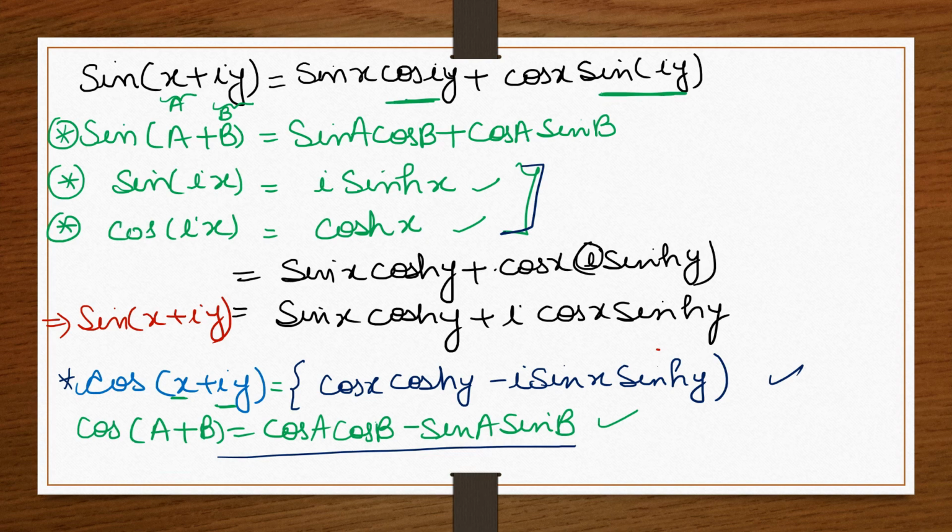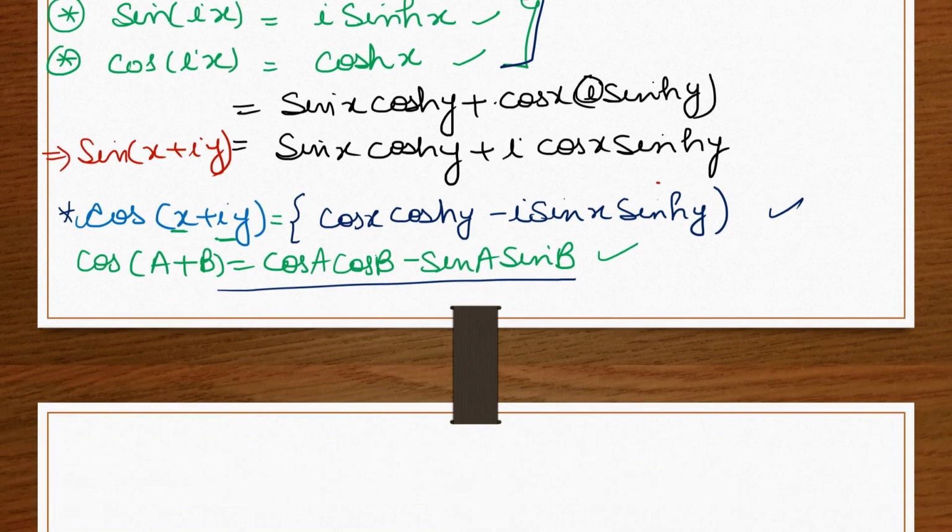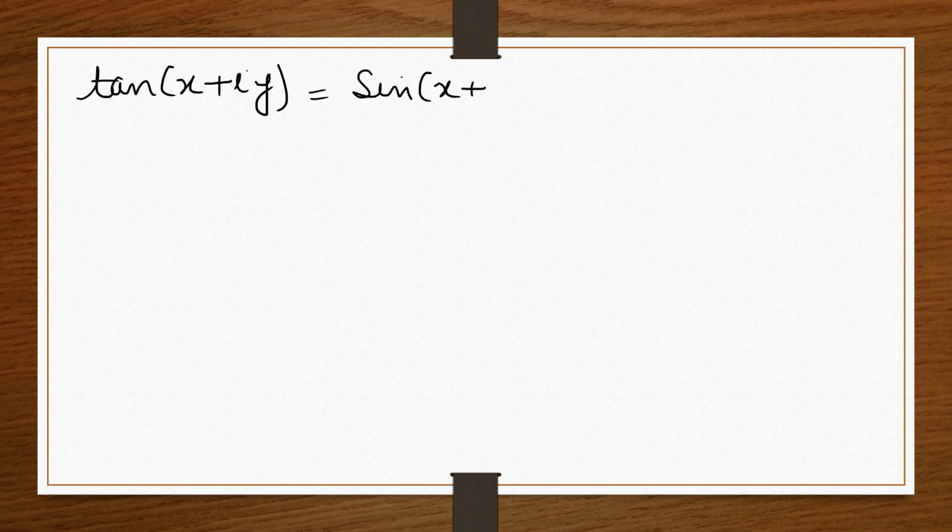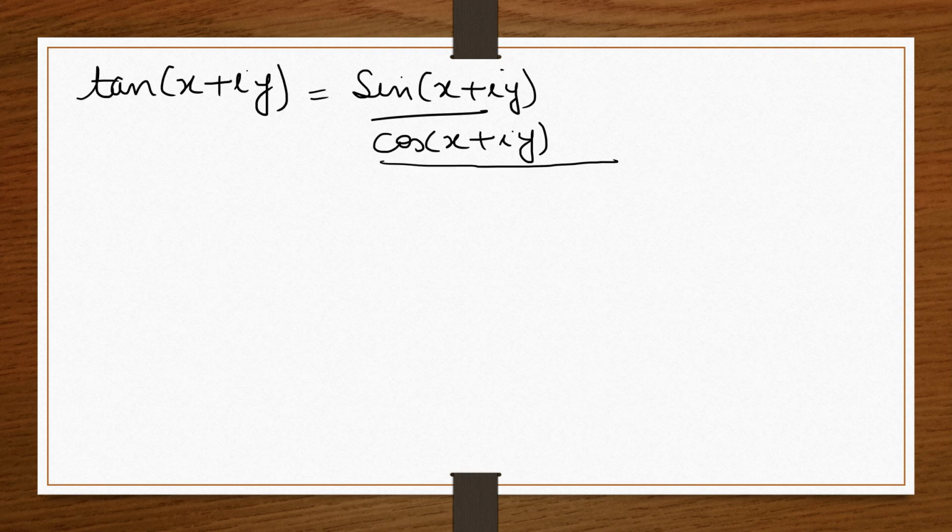Now next is tan. So tan(x plus iota y). Can I write this as sin(x plus iota y) over cos(x plus iota y)? Obviously, because this is the formula. Now class, like we used to do rationalization in the denominator, the same thing we'll do here. We need the denominator without iota.